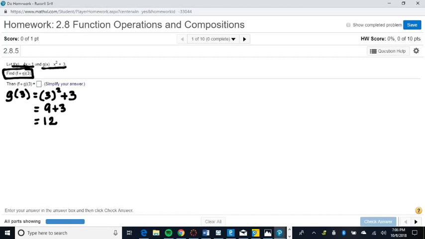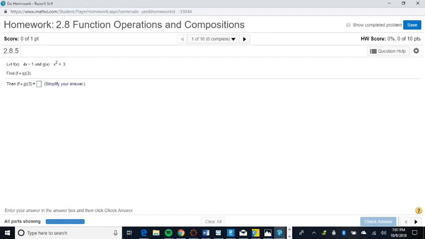So that's the new number that you're going to be putting into f of x to find the new function value. So we're finding f of 12, and that's just 4 times 12 minus 1. Hopefully you can read that. 4 times 12, 48, minus 1 gives us 47. So there is our completed answer. So you're just using two functions, and you're going to do it twice. Once with the original x, and then the second time with the new function value. So let's put that in.